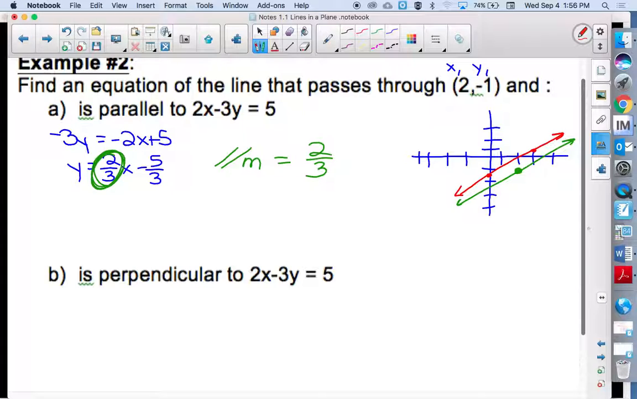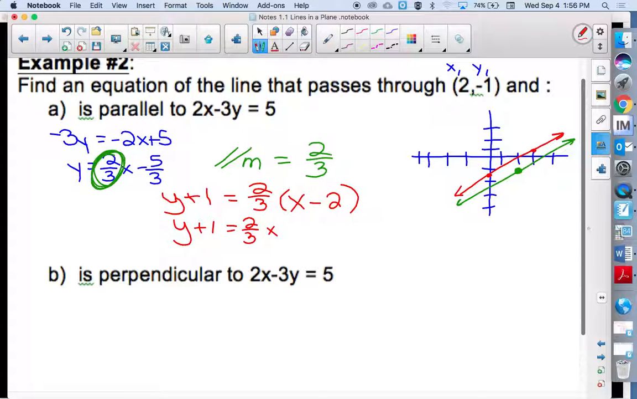So I'm going to use point slope form. Point slope form says take y minus y1. Well, that becomes a +1 because minus a negative. That's equal to the slope times x minus x1. So point slope form, you have a slope, you have a point. You plug it in. And then you do a little bit of simplifying.